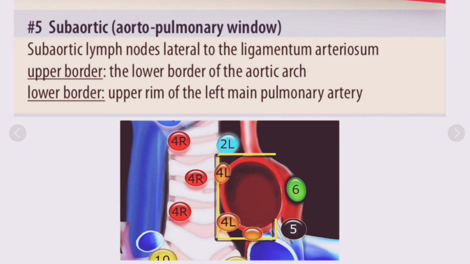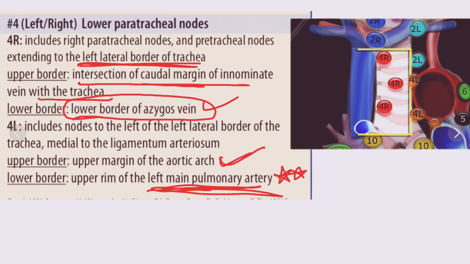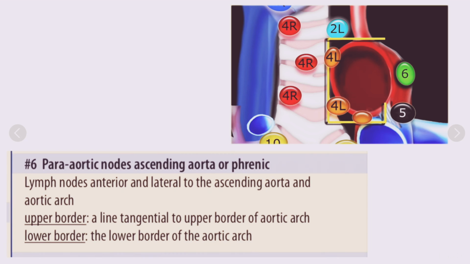para-aortic lymph nodes. While the subaortic lymph node upper border is made up by the lower border of the aortic arch and the upper rim of the left main pulmonary artery. Very, very important. It was present between the aortic arch and the left main pulmonary artery, and these were lateral to the ligamentum arteriosum, while lower paratracheal lymph nodes were medial to this ligamentum arteriosum.